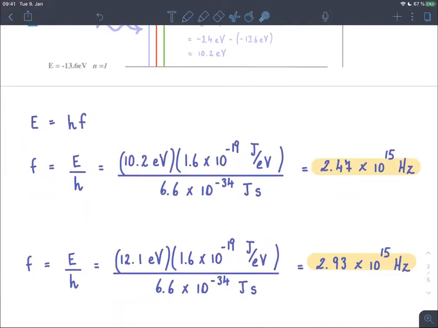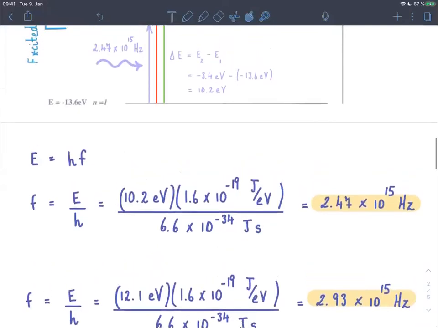So we're saying that E is equal to hf. So f is E on h. Now the energy in this case is 10.2 electron volts, multiplied by this value to convert it to joules and divided by Planck's constant h, which gives us the value of the frequency of electromagnetic radiation, which would ensure that its photons carry exactly this amount of energy, 10.2 eV.